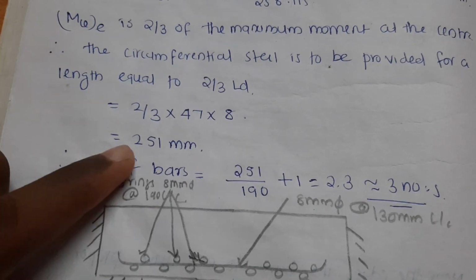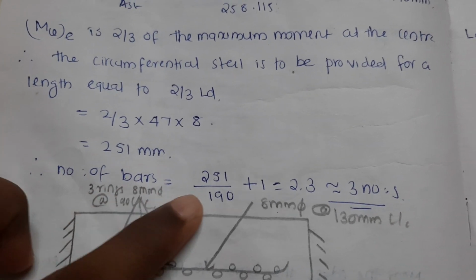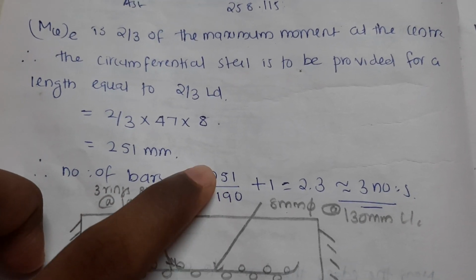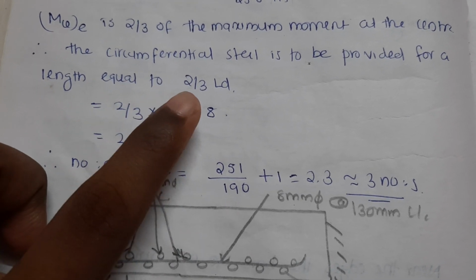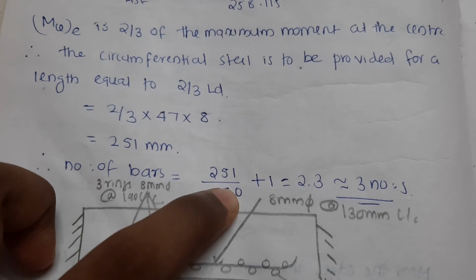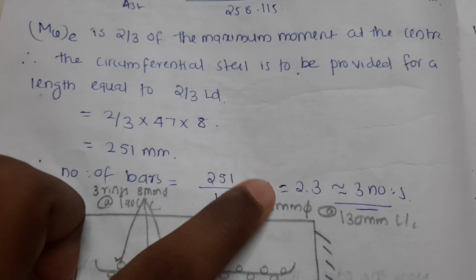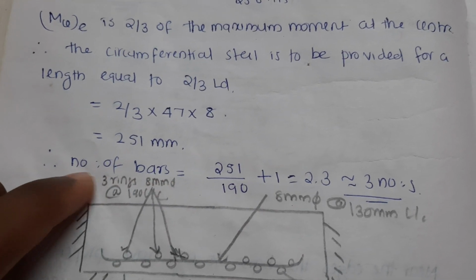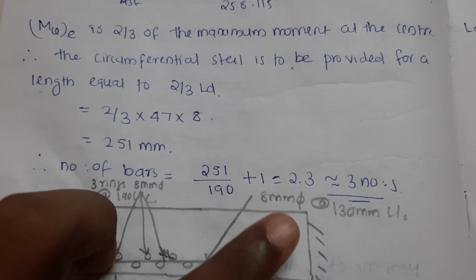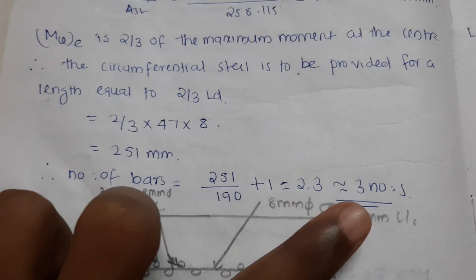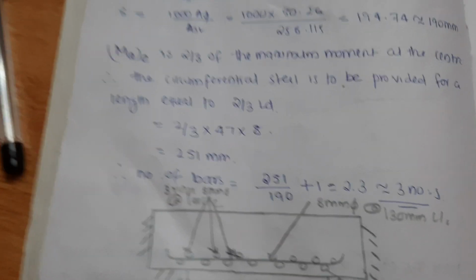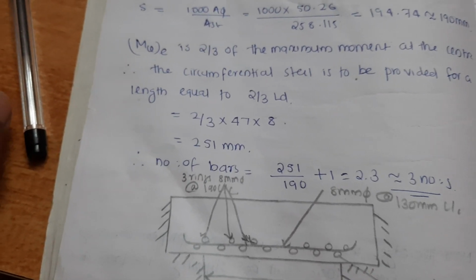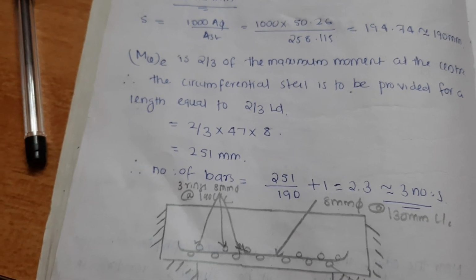The number of bars can be found out from this equation, that is the length equal to 2/3 Ld divided by the spacing plus 1. This way we can find out the number of bars in third layer, that is equal to 2.3, that is about 3 numbers. So minimum we are providing 3 numbers of reinforcement bars.